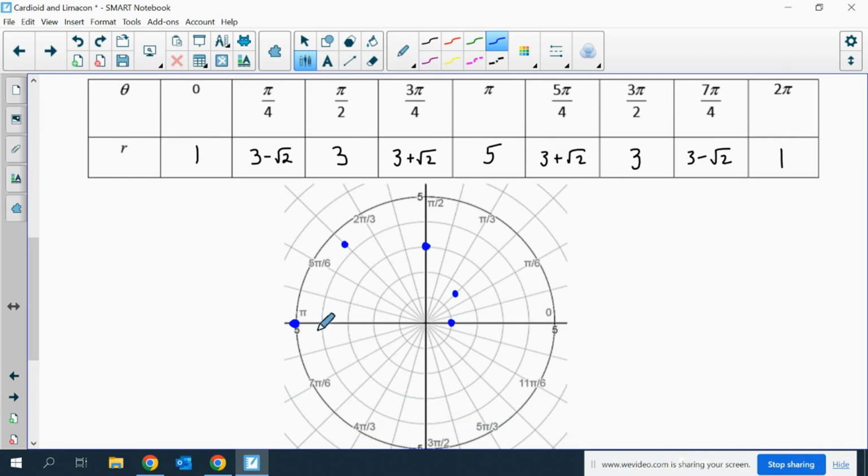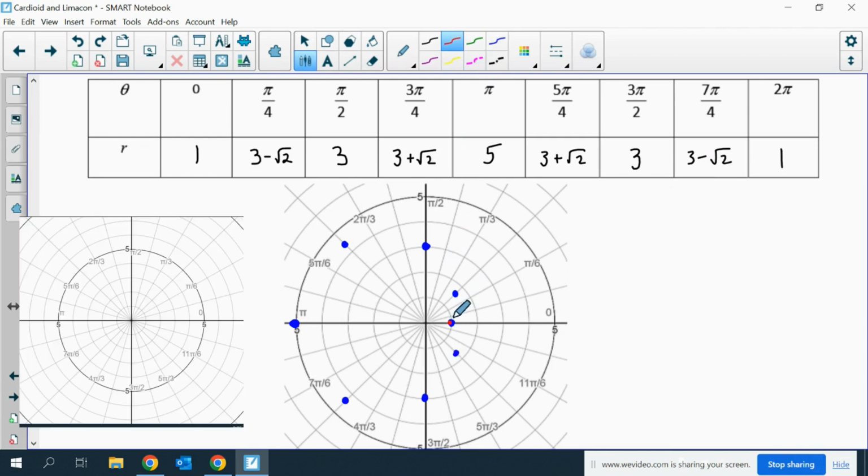Then it's back to 5 pi fourths. We're at somewhere a little bit above 4. 3 pi halves, we're at 3. And then at 7 pi fourths, we're at about the same spot we were at pi fourths. So this is supposed to be circly looking. So it looks kind of like a cardioid but doesn't go all the way in.